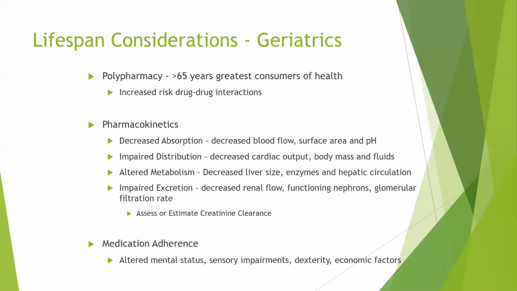With your geriatric or your elderly population, a couple of things to consider here. Polypharmacy. Polypharmacy is the intake of multiple medications. So this could be because the patient has multiple comorbidities. They have multiple health issues for which they need to take medications. So here you have an increased risk for drug-drug interactions. You may have an increased risk of toxicity. You may have an increased risk of inability to adhere to the medications with all of these medications being taken at once.